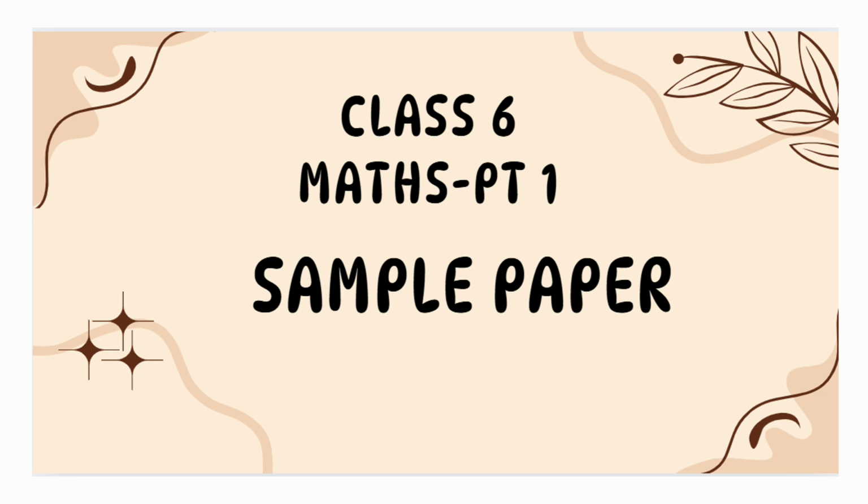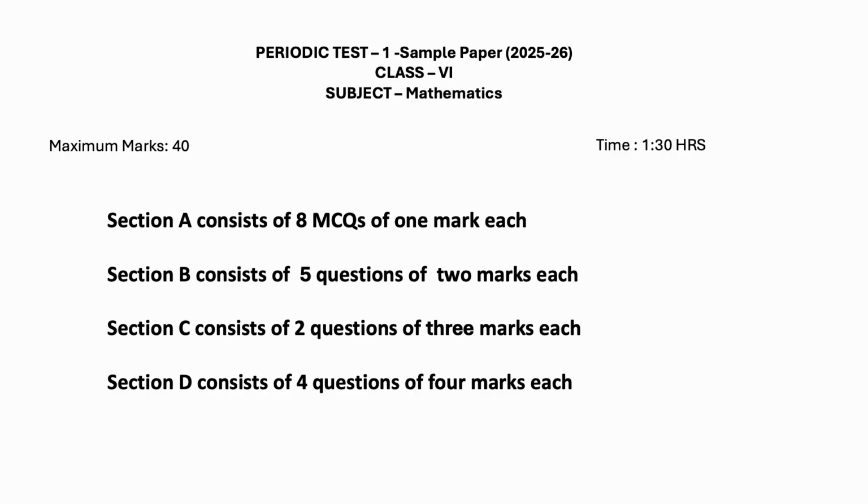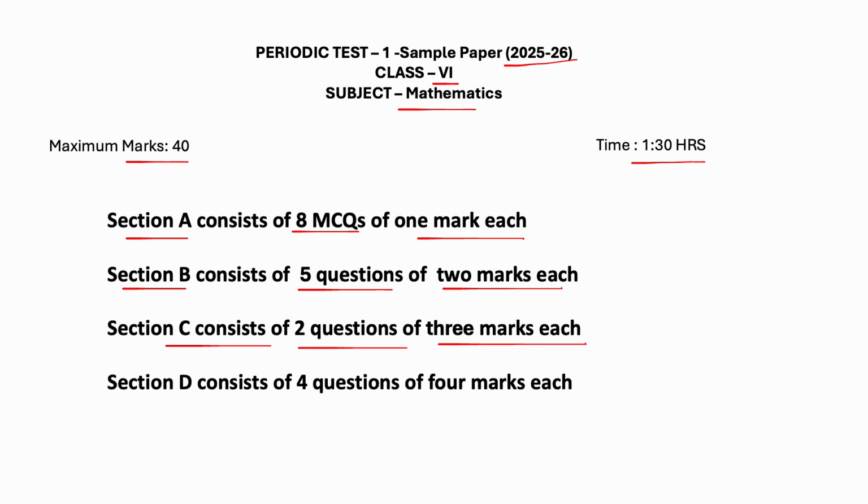Today we will see NCERT Class 6 Maths Periodic Test 1 Sample Paper. Periodic Test 1 Sample Paper 2025-26, Class 6, Subject Mathematics. Maximum marks 40. Time 1 hour 30 minutes. Section A consists of 8 MCQs of 1 mark each. Section B consists of 5 questions of 2 marks each. Section C consists of 2 questions of 3 marks each. Section D consists of 4 questions of 4 marks each.